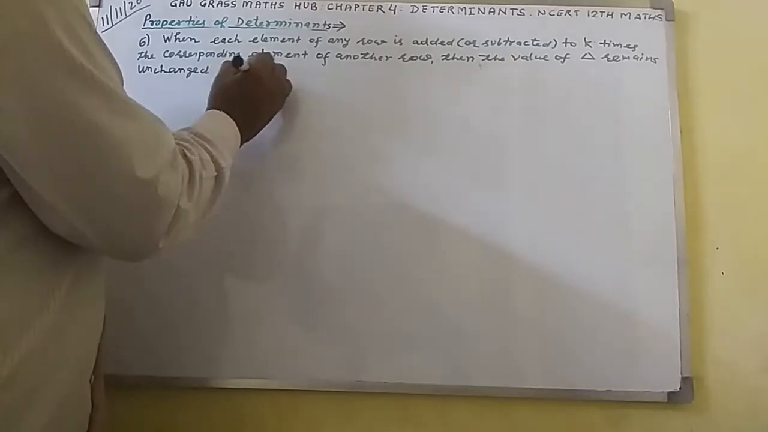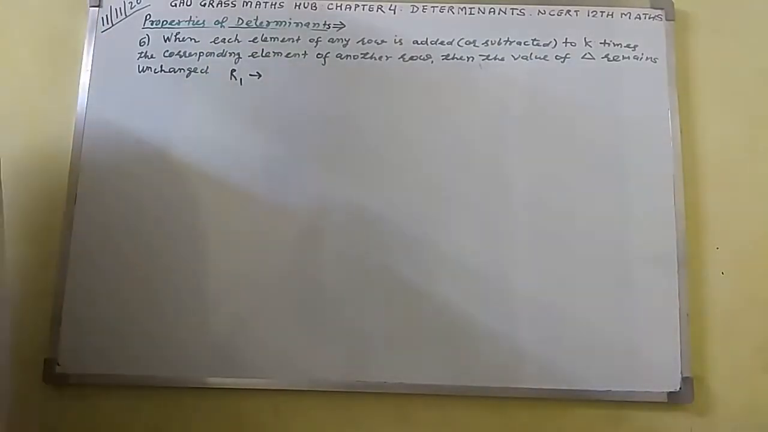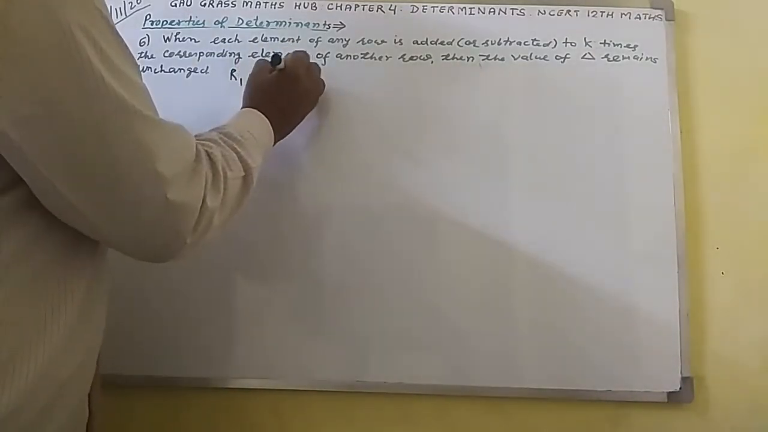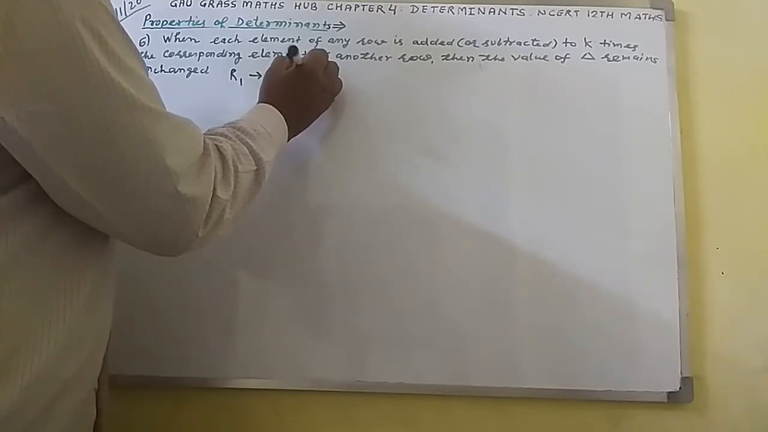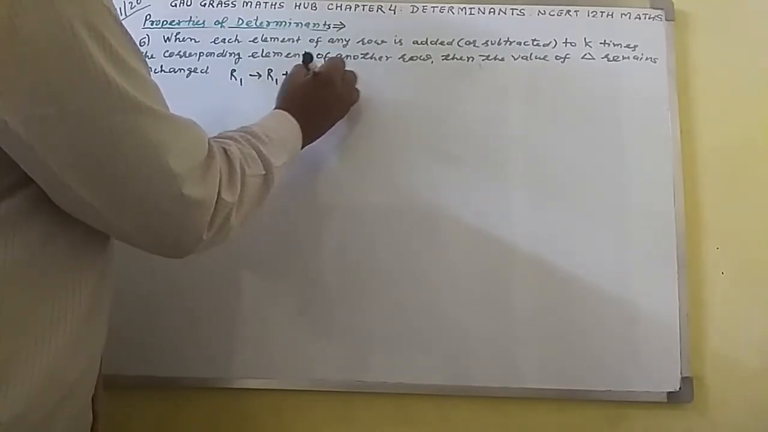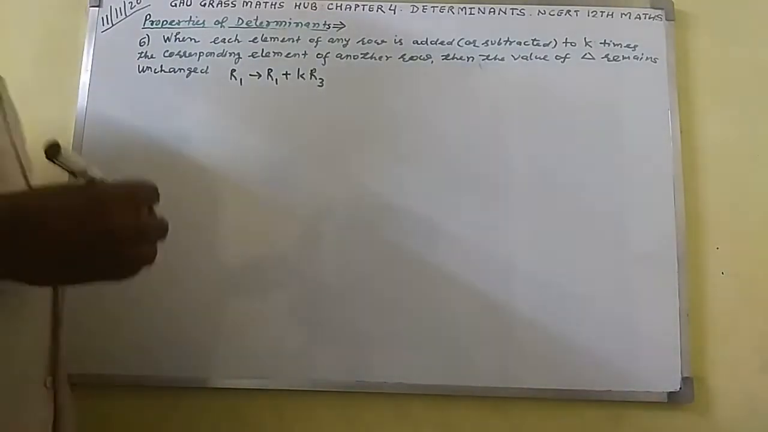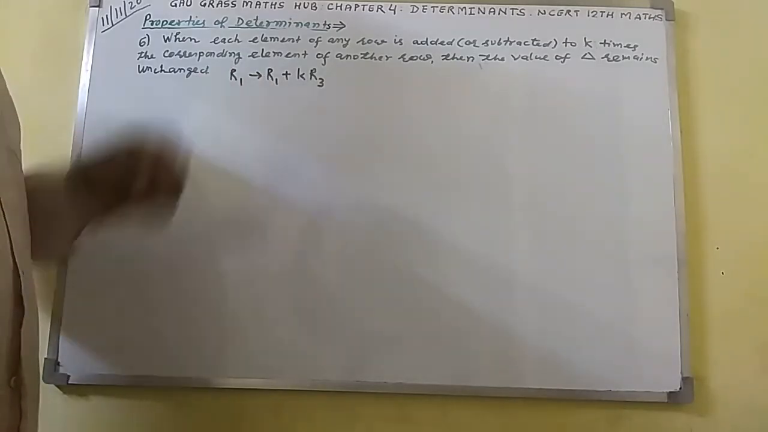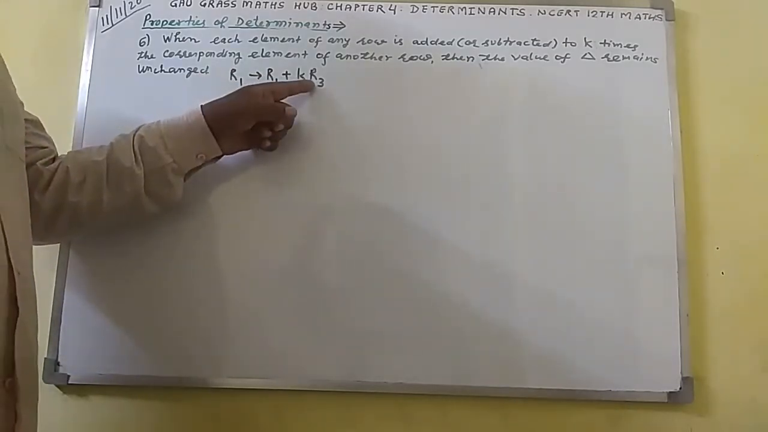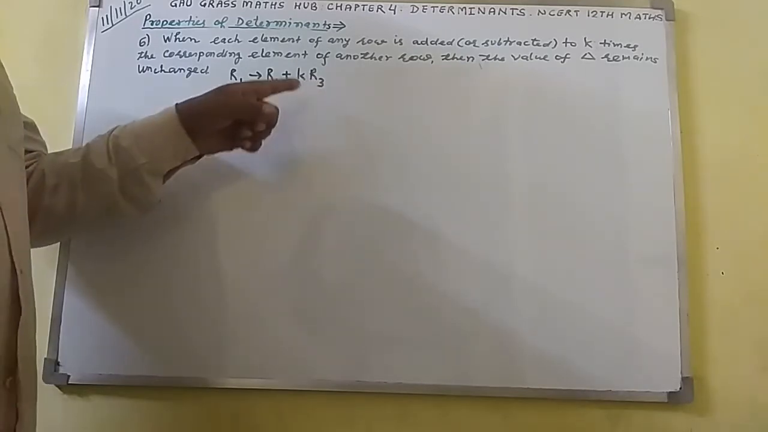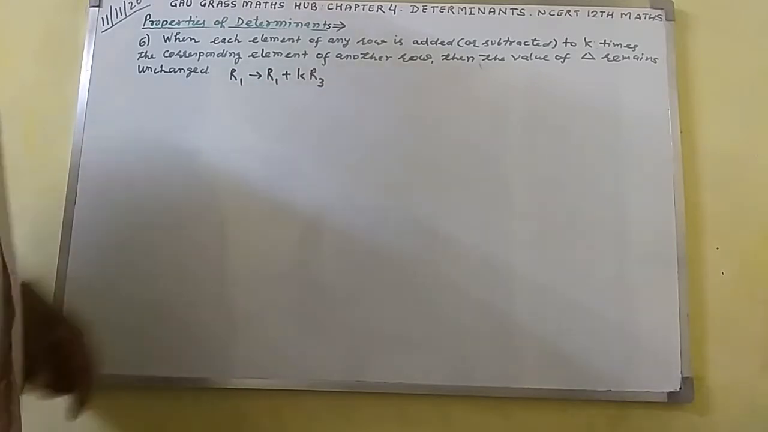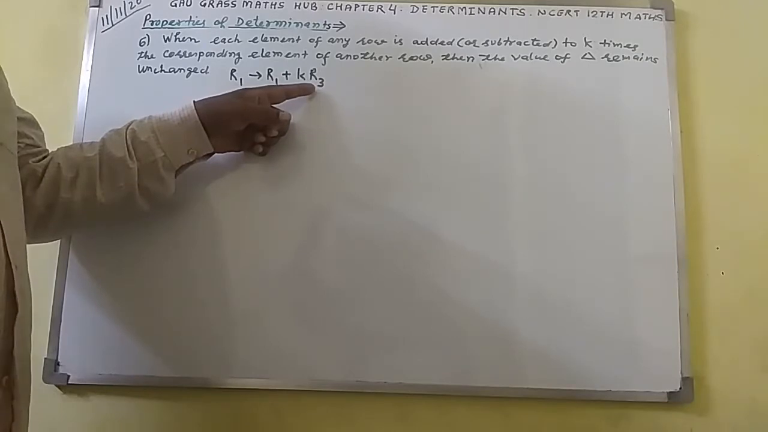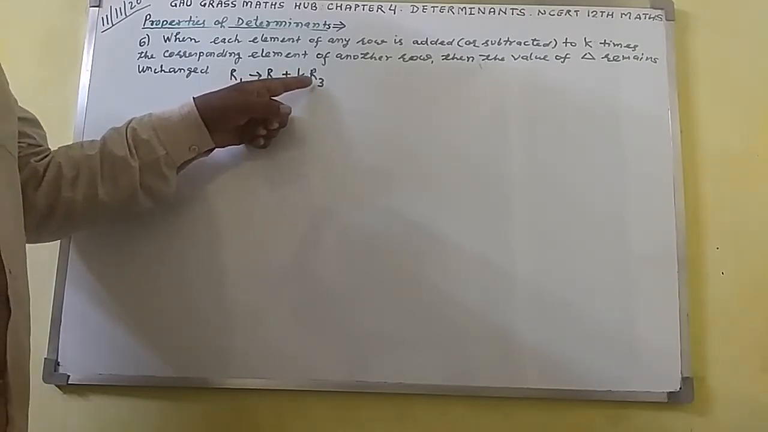R1 goes to R1 plus k times R3. Here R1 means row number 1 and R3 means row number 3. K is a scalar, that is a constant. So each element of row number 3 will be multiplied by k.